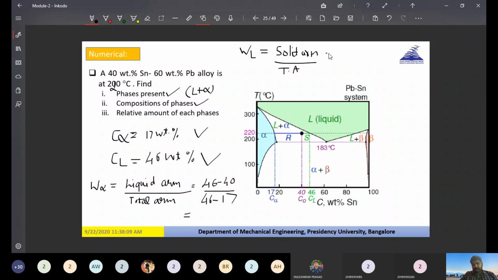Now tell me, what is the value of solid arm? Sir, 46. No, just tell me the value. Solid arm. Where is the solid arm? This is the solid arm. This blue color shows the solid arm. Now you come downward and just see. This is the solid arm from here to here. This length is the solid arm.